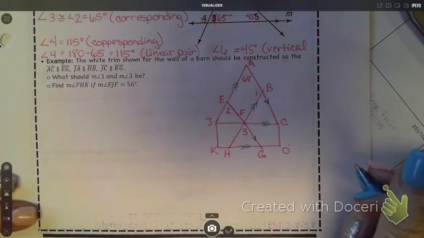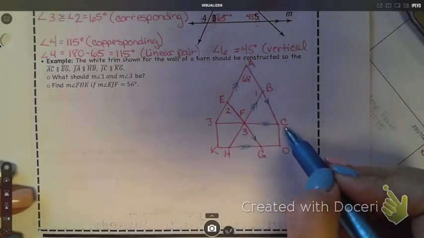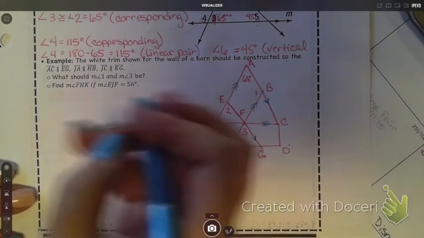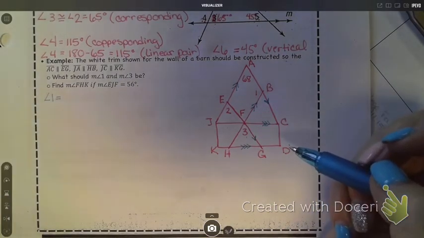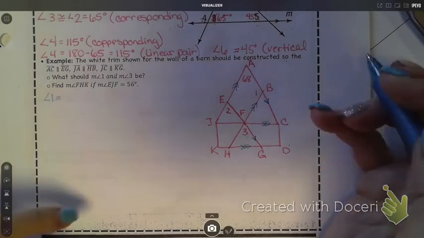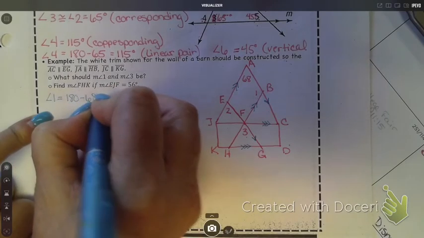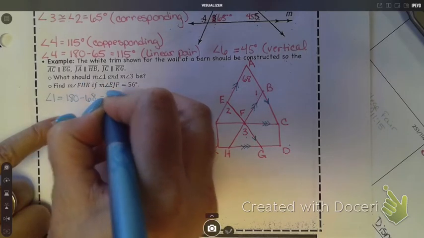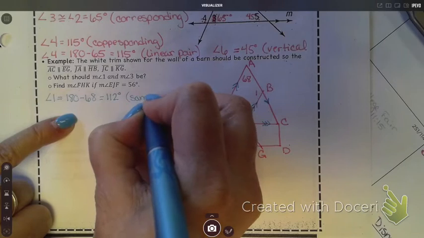Would number 1 be same side interior? Wait, no. Yes. Okay. Number 1 is same side, because this is the transversal, yes? And is it on the inside of the parallel lines? Yes? So angle number 1, when it's same side interior angles, what is the relationship between the two? Oh wait, supplementary. So it's 180 minus 68 equals 112. Okay? And the reason why is they were same side interior.